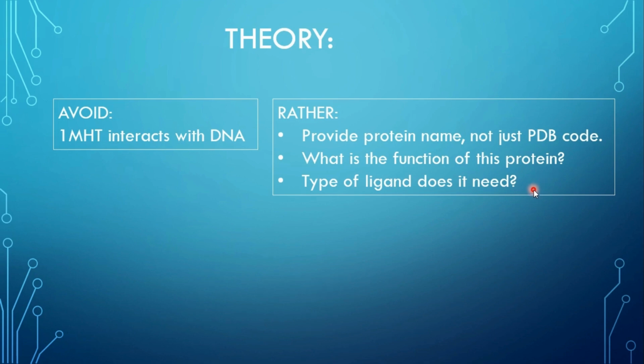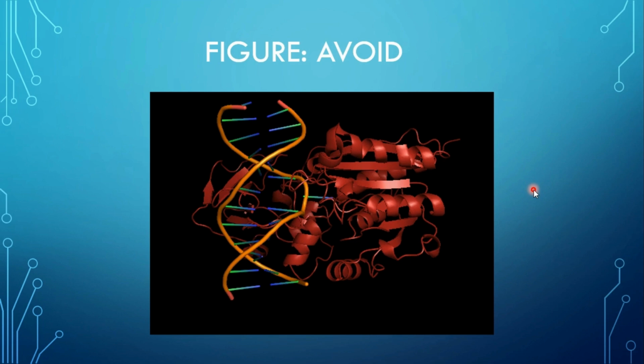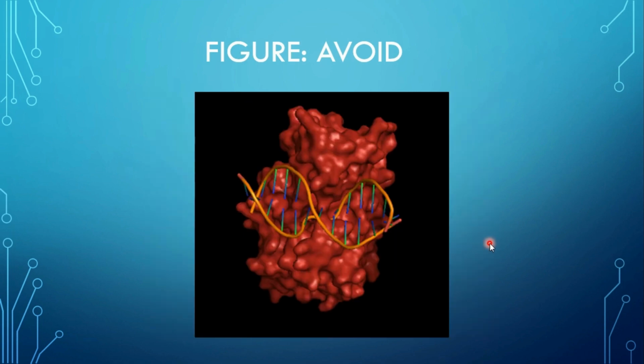So now let's look at some figures. This figure had the least amount of effort put into it. It is the model only shown in cartoon representation. So avoid doing the bare minimum. Rather provide an image more along the lines of this. It's not perfect yet, but it's better. So the protein is shown in the surface representation, and we can now more clearly see that the DNA is interacting with this protein.